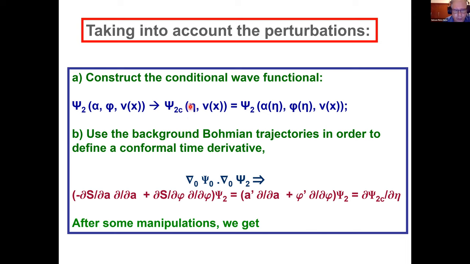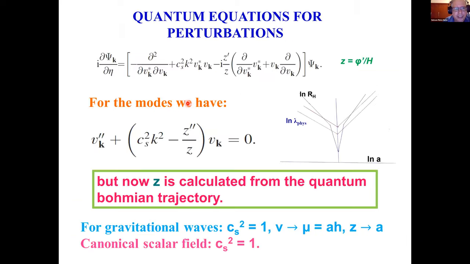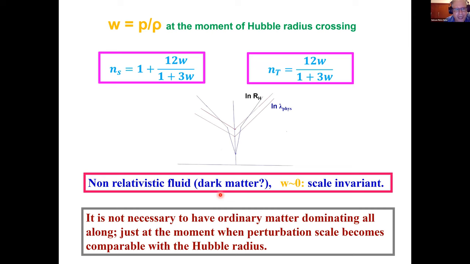And we have shown, in some papers, that the equation for this is exactly the same equation as before, but now the z here, which is a background function, is related to the Bohmian trajectory of the background without singularity. And you have calculated everything about the perturbations, and you can compare with what the observations say.